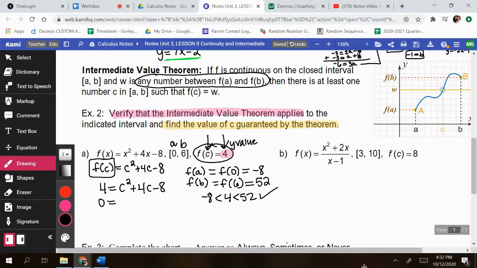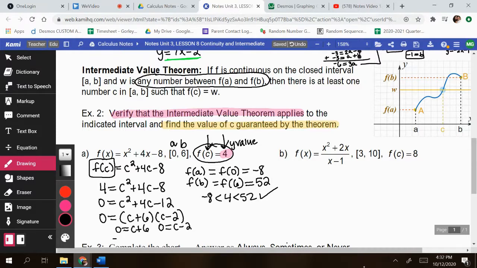Well, I'll set this equal to 0 and factor it. If I subtract the 4 on both sides, I end up with c squared plus 4c minus 12. We'll factor this. So we get c plus 6, c minus 2. Set each factor equal to 0.